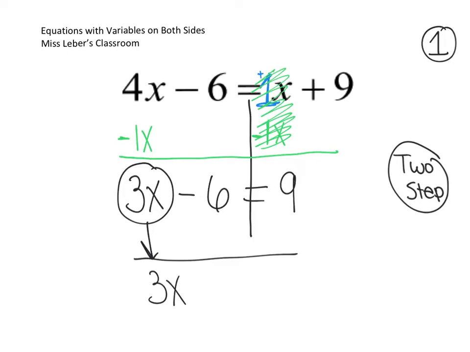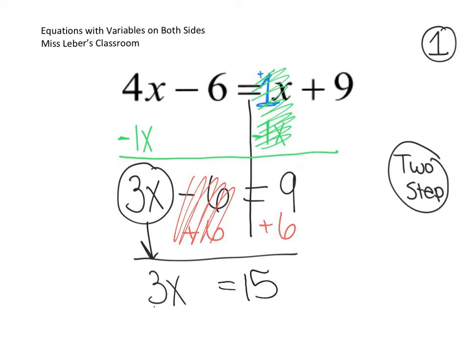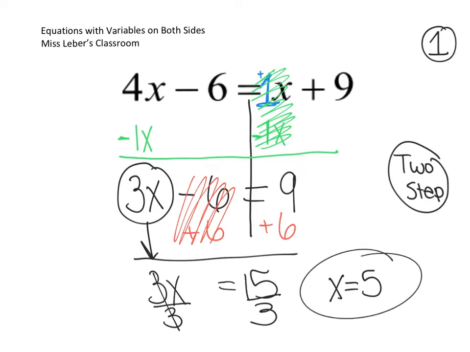3x. I have this minus 6 here, so I need to add 6 to both sides to get this to cancel out. And that's going to give me 15. 9 plus 6 is 15. So 3x equals 15. Divide by 3. Handy dandy calculator or mental math. X is going to equal 5. So again, by moving one of the variables over to the other side, that's one way to solve this equation.